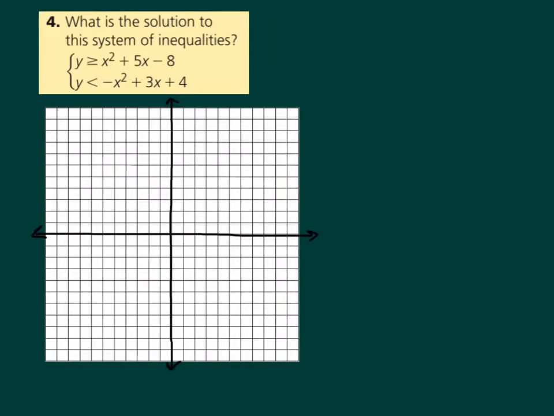We have to remember that the solution of a system of inequalities is the graph. The last few problems, the answers are points. The answer here is not a point, so we can't just use the calculator to find the answer. The calculator can be a guide, but we have to know how to graph these. So let's start with this one.